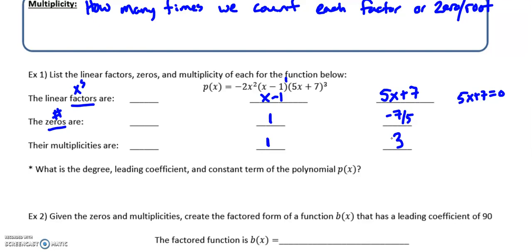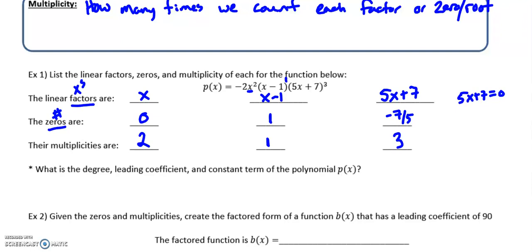The last one's a little harder to see. The linear factor is actually just x. Again, I don't care about the negative 2. The negative 2 is just chilling out there. He's going to be just some sort of scalar. He's just making everything twice as big and reflecting it. But I have a linear factor of x, which means his zero is 0, because it's x equals 0. But he has a multiplicity of 2. We're going to count him twice.